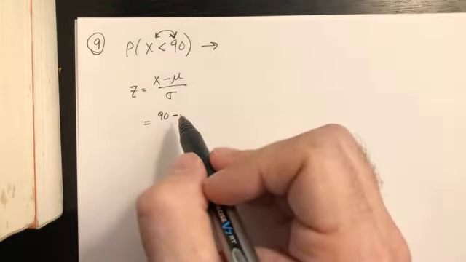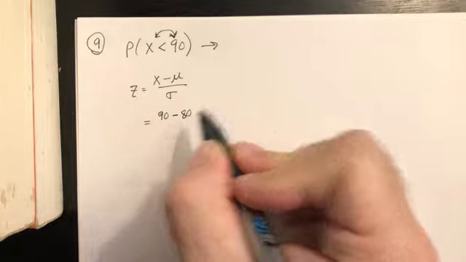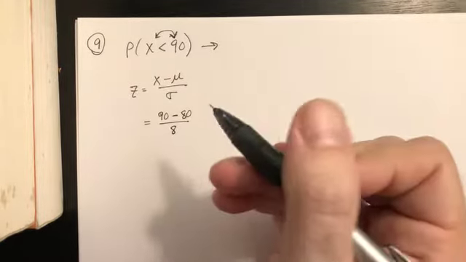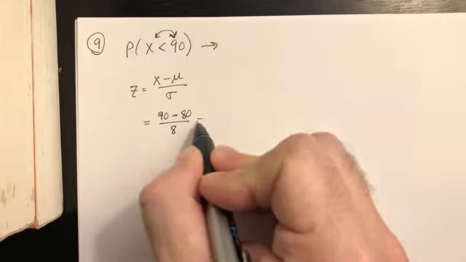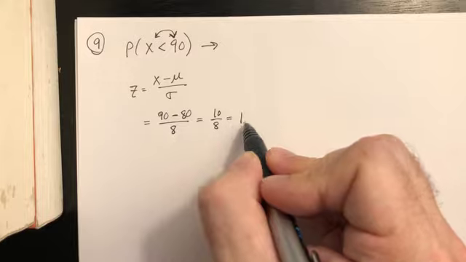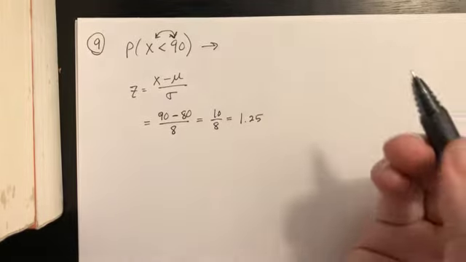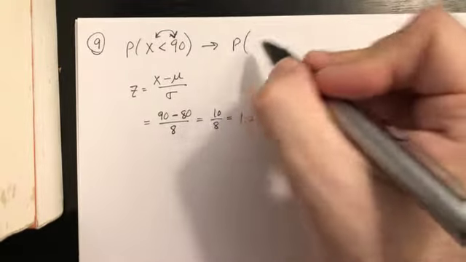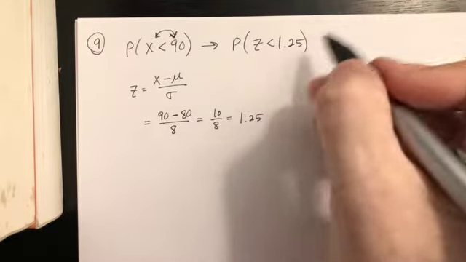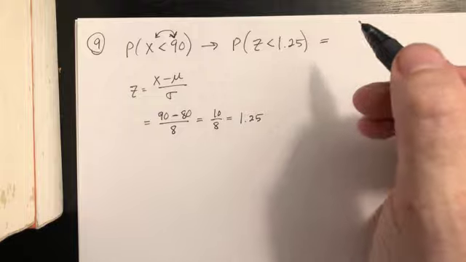The mu in this case is 80. That's what they said. And the sigma is 8. Standard deviation is 8. So this is 10 over 8, and that reduces to 1.25. So really what they want is the probability that z is less than 1.25. And less than means use the chart. Yay, so it's nice and quick.